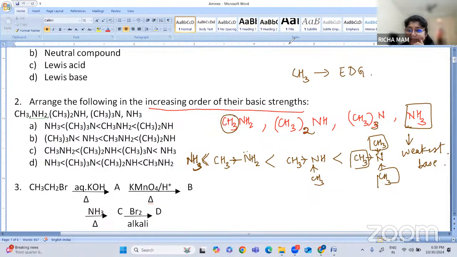But from the above, as you see with trimethylamine, because of the bulky methyl groups, as there are three methyl groups, the nitrogen is blocked, the path is blocked, and because of that this is the second weakest. So when we rearrange it, first will be ammonia, then trimethylamine, then methylamine, then dimethylamine. So yes, option A is the answer.